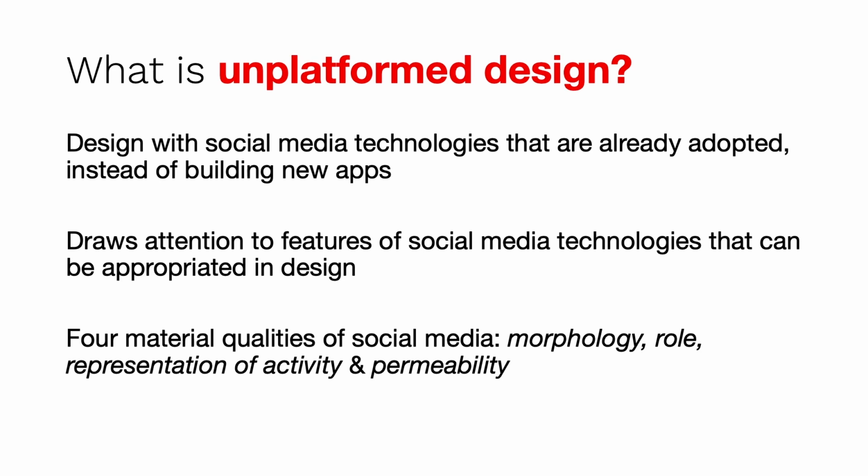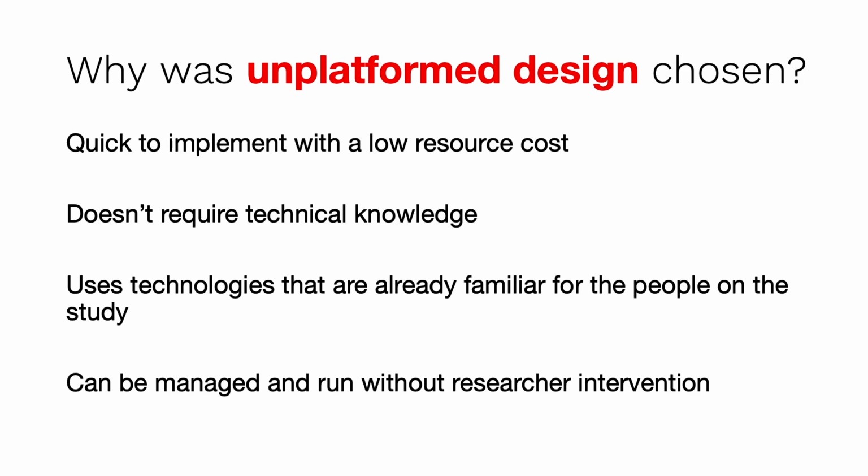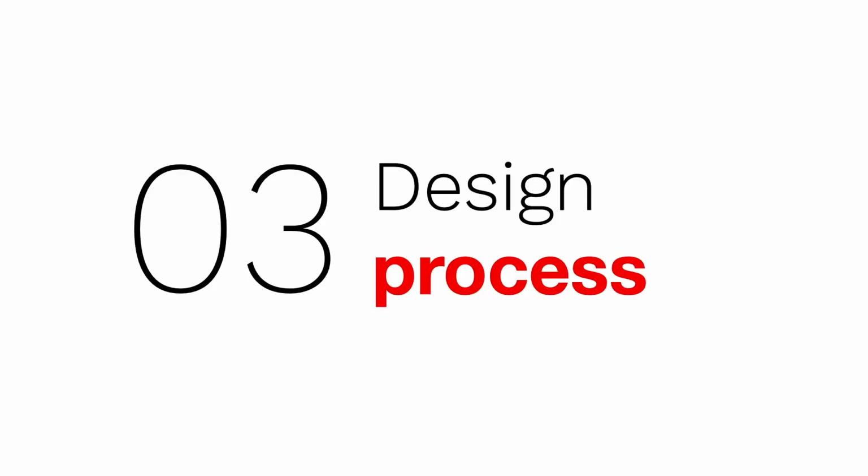Specifically, unplatform design is concerned with the configuration and augmentation of 4 qualities of social media: morphology, role, representation of activity, and permeability. As an approach, unplatform design was particularly suitable as generally it is quick to implement with a low resource cost, doesn't require technical knowledge, uses technologies that are already familiar to the people in the study, and can be managed and run with little researcher intervention.